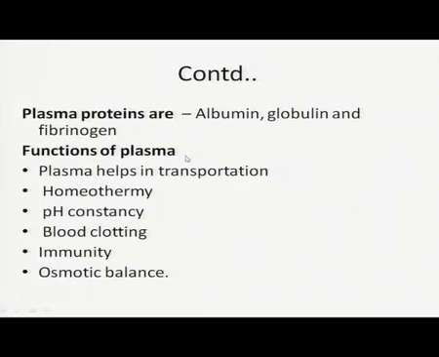Now, what are the functions of plasma? They help in transportation, homeothermy (temperature regulation), and pH constancy, maintaining the pH of the blood. It helps in blood clotting because it contains the protein fibrinogen. It contributes to immunity, again because it contains the protein globulin. You know, immunoglobulins, the antibodies, are made up of globulin protein. Then it contributes to osmotic balance.